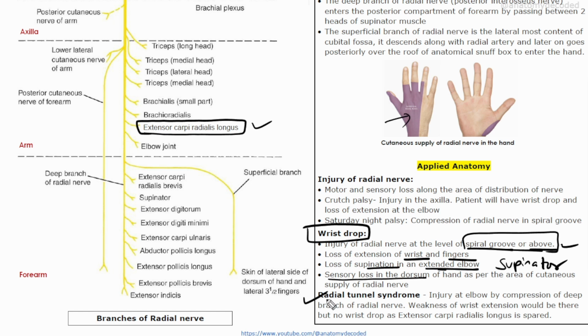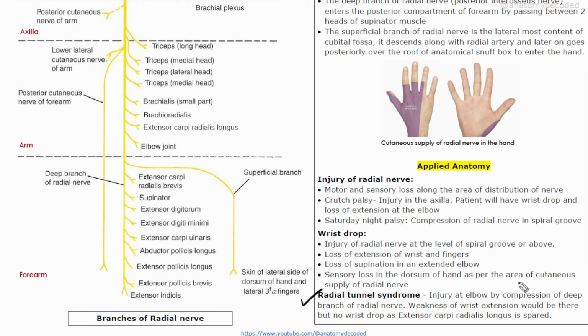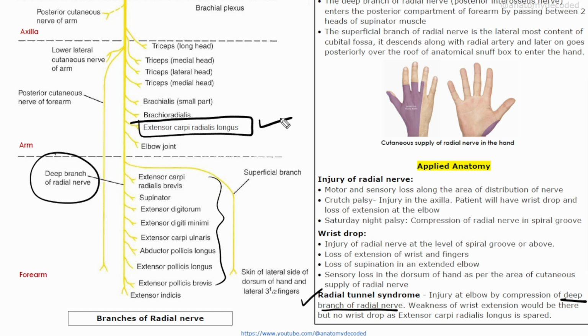And there is this condition called radial tunnel syndrome, in which there is injury at the elbow and it is compression of the deep branch of the radial nerve. Only the deep branch of the radial nerve is affected. The deep branch supplies all these muscles, but note this muscle is spared, extensor carpi radialis longus. This muscle is not affected, so weakness of wrist extension is there, but there is no wrist drop, as this muscle is spared.